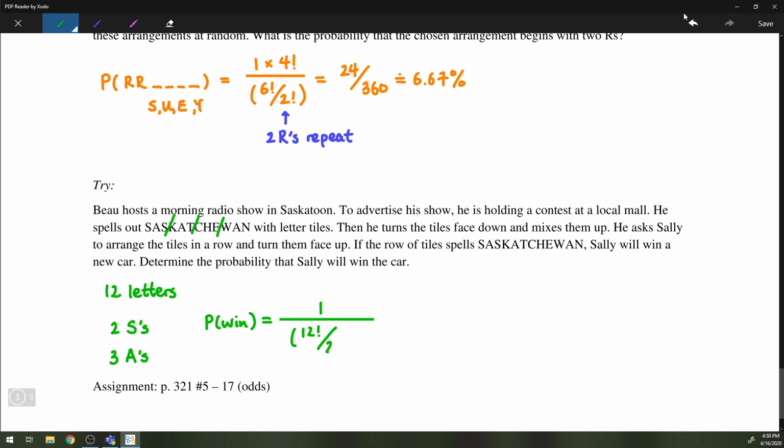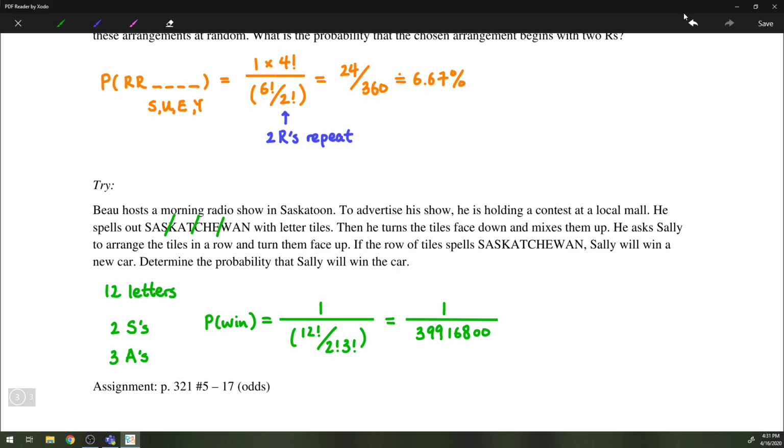There are 2 S's, so 2 factorial, and 3 A's, 3 factorial. And of course, you can evaluate that number. The numerator will just be 1, so that's easy. And it turns out 12 factorial divided by 2 factorial times 3 factorial is this number. All right, so if you think about winning a car, this is really unlikely to happen.